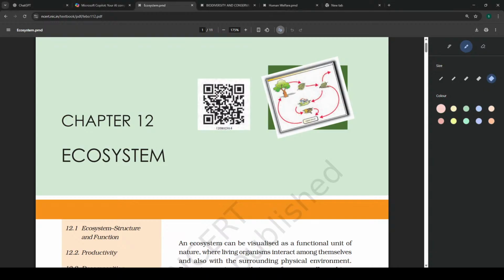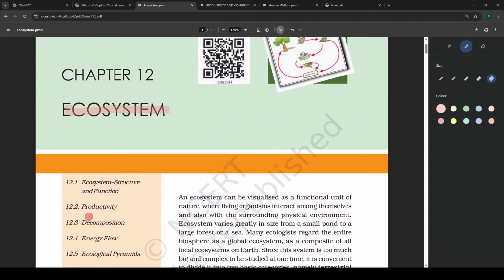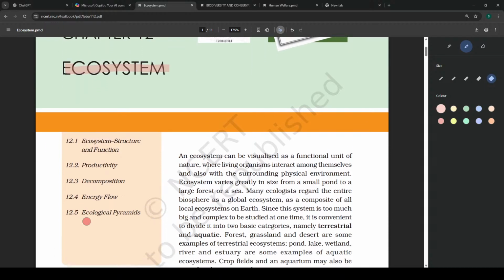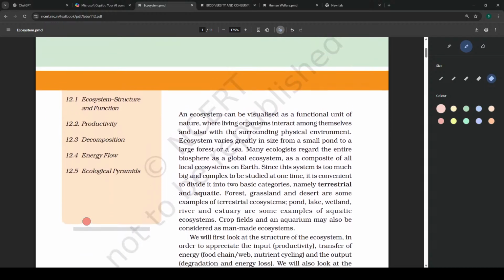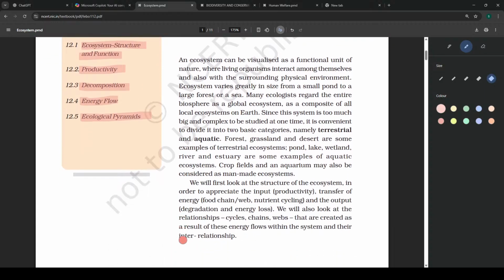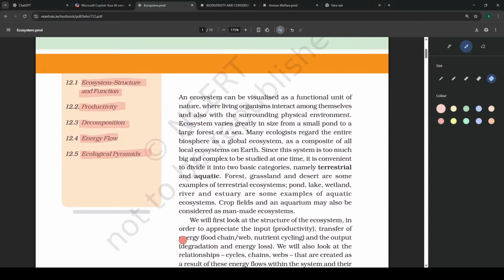Let's start with ecosystem, chapter 12 of class 12 biology. One of the last chapters, actually. Ecosystem. Let's see the main topics: ecosystem, structure and function, productivity, decomposition, energy flow, ecological pyramids. These are the main topics of this chapter, that is ecosystem. It's a small chapter. Let's finish it.